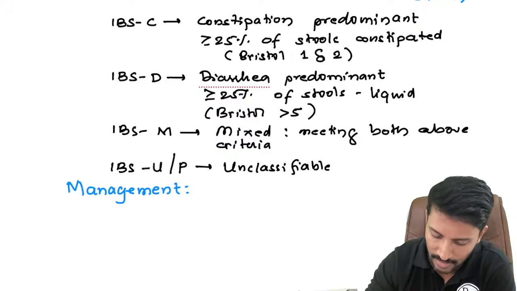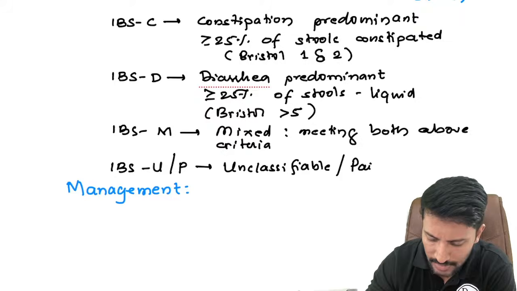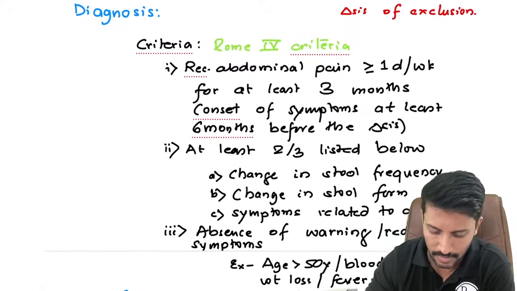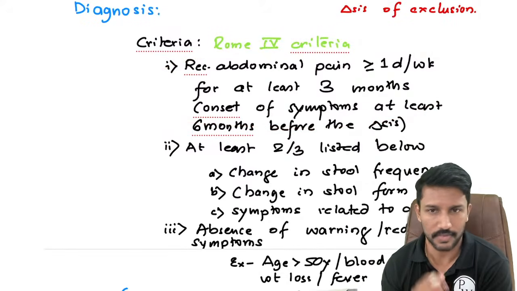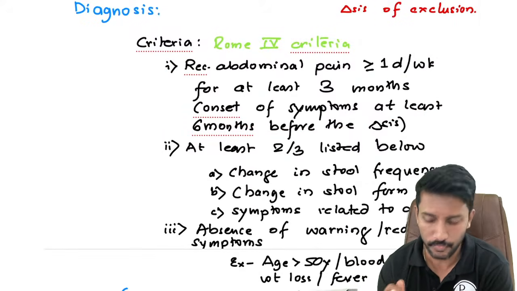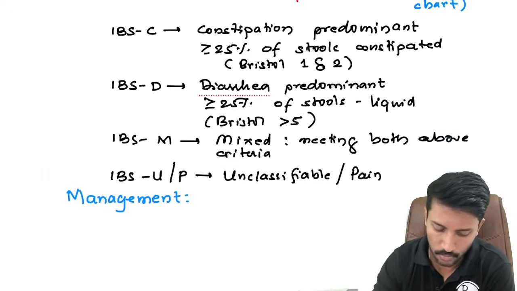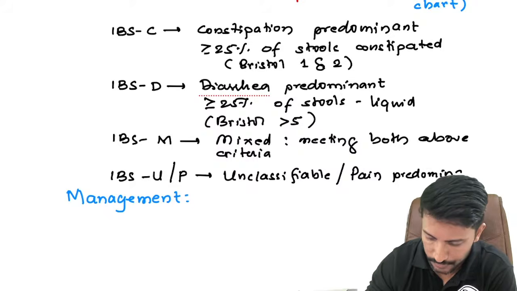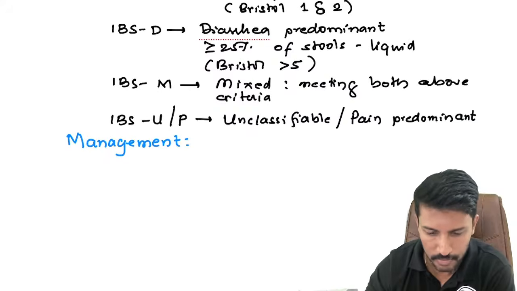So we can call him either unclassifiable, or pain is anyway an essential symptom for diagnosis. Right? What have we learned here? The pain is required for diagnosis. Without pain, today we cannot make a diagnosis of irritable bowel syndrome. So we can call it pain predominant. Okay.